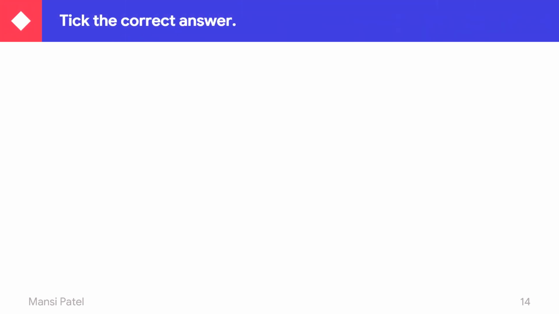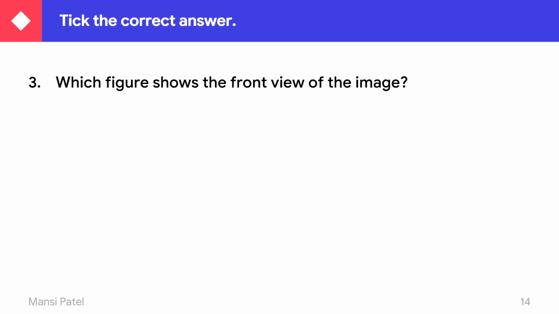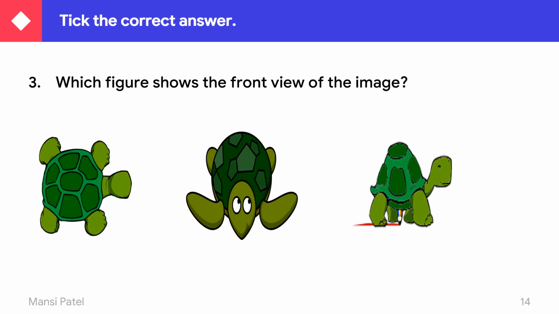Now your next question, tick the correct answer. Number 3. Which figure shows the front view of the image? Also I am giving the same figure to you, and you have to decide which is the front view. First is the top view of the crocodile, second one is the front view of the crocodile, and third is the side view of the crocodile. So what is our answer? Which figure shows the front view of the image? So the second.